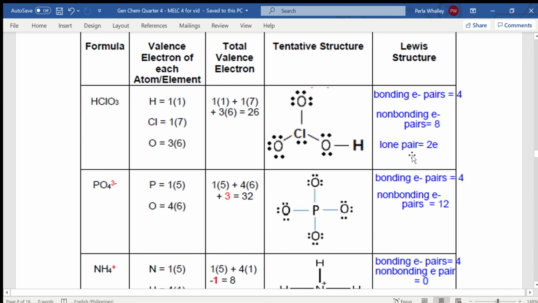Okay, so this is times 2 because it is a pair. This is 8 times 2, 16. 16 and 8 is 24, plus 2, 26. So the total is 26.